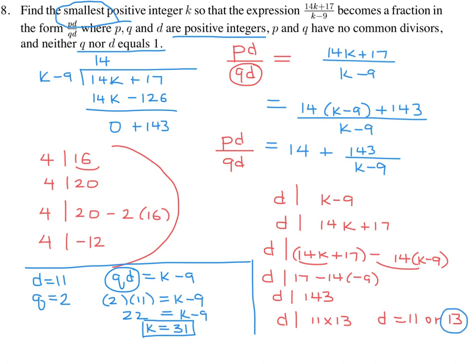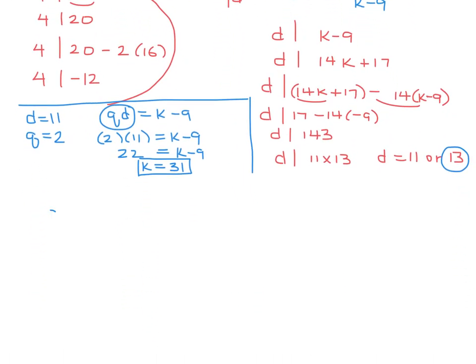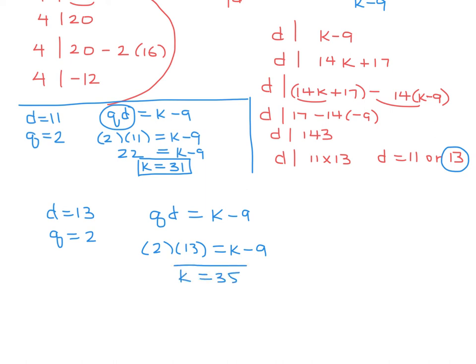But now I have to test out D equals 13. If D equals 13, what happens? Again, let's start with our smallest Q, which is 2. That means QD is equivalent to K minus 9, so 2 times 13 is 26. 26 plus 9 is 35. Okay, well, obviously 35 is greater than 31. If you go up to Q equals 3, you'll see that those numbers for K will just get higher and higher. So based on our testing, K equal to 31 is the smallest.